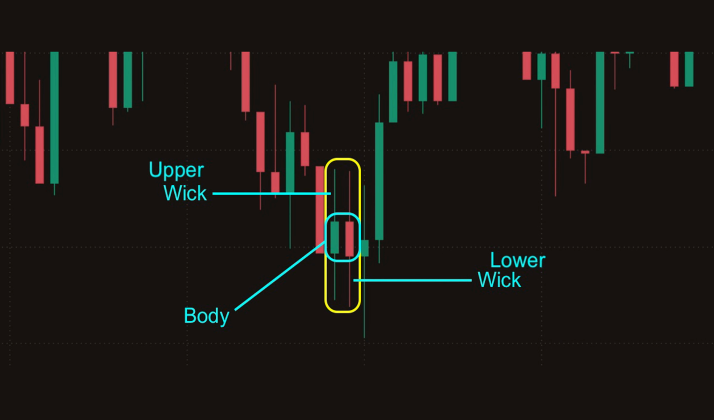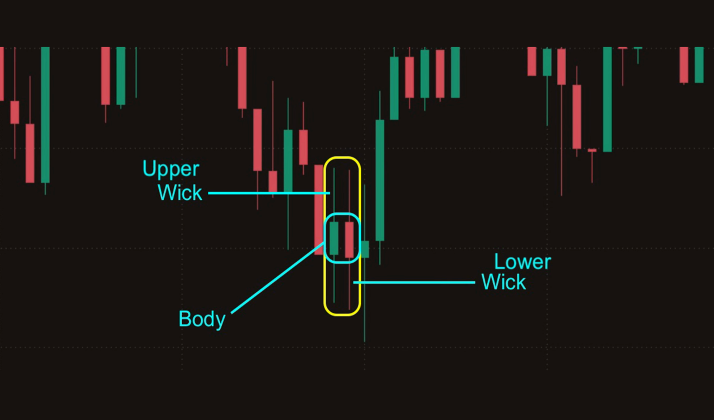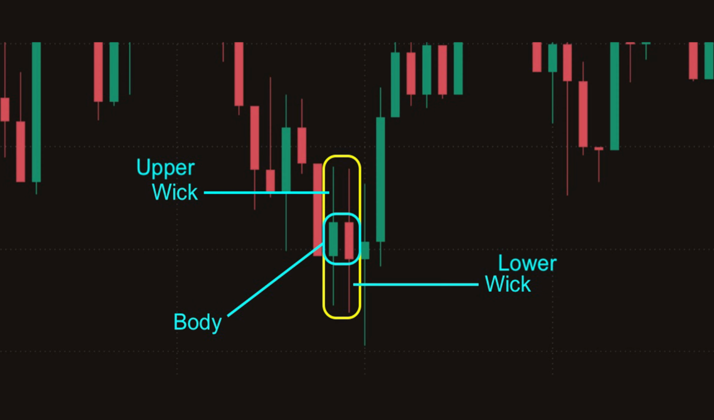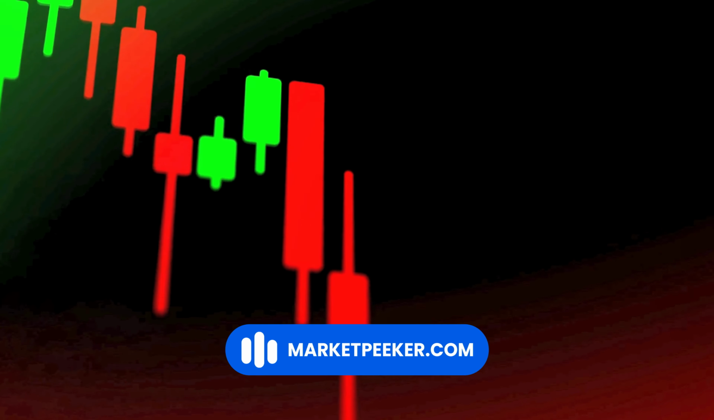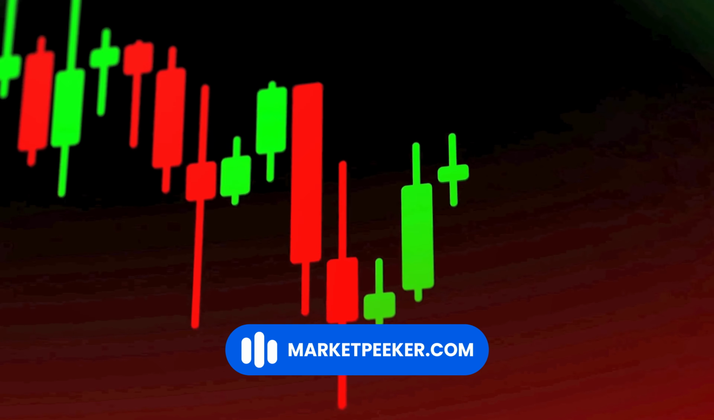Each candlestick has a body, the opening and closing prices, and wicks, the highs and lows. Patterns form when candlesticks combine, showing potential market direction.